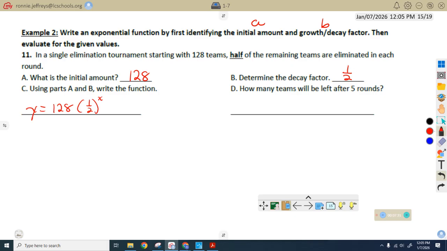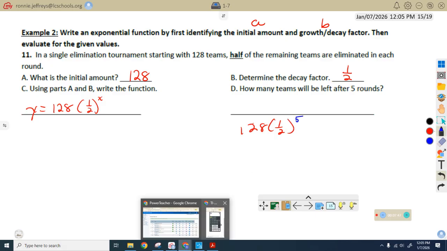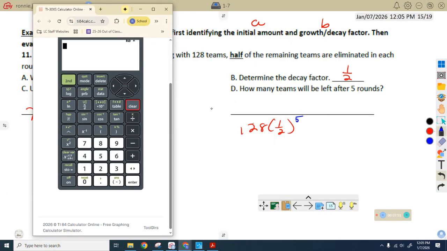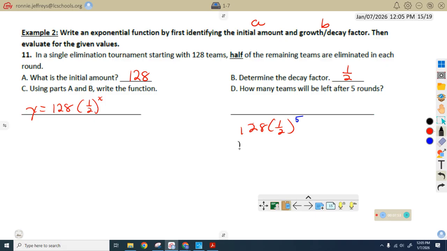Now, part D says how many teams will be left after 5 rounds. So that means that we have to do this. 128. Now, in the calculator, you would actually type it in like this. I know a lot of y'all would do this right here.